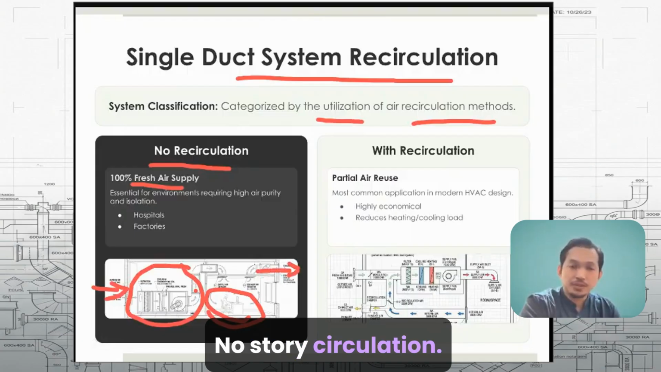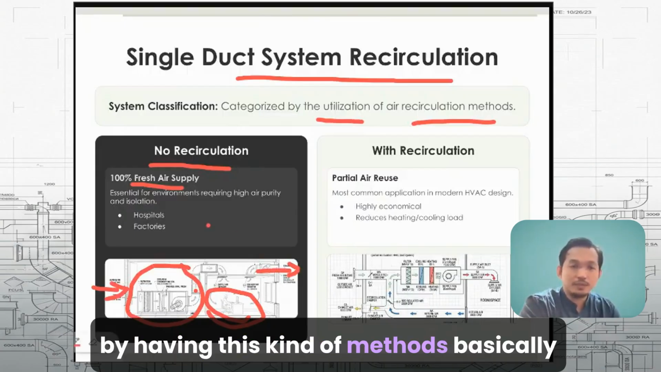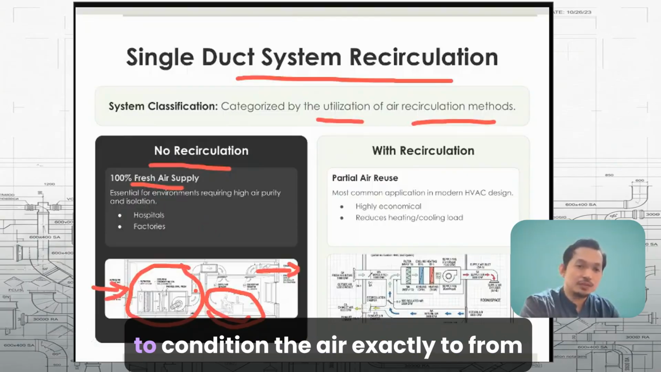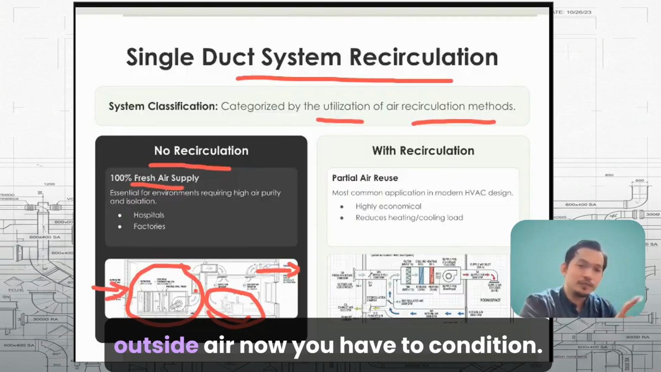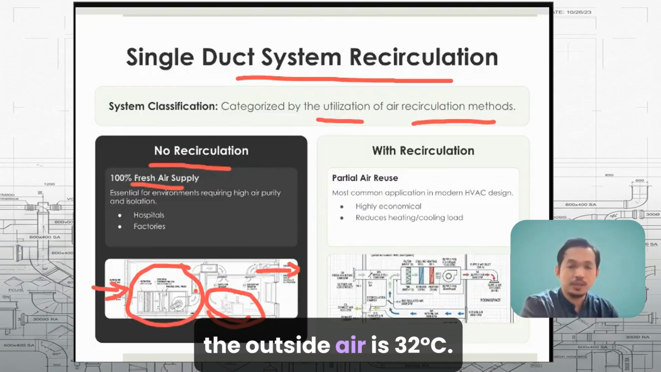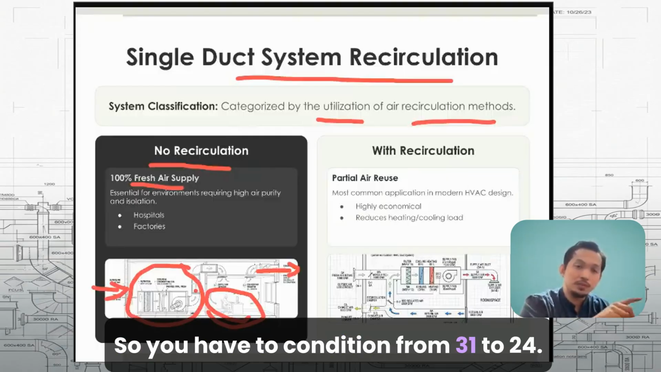No recirculation. This kind of method basically requires a lot of energy because you have to condition the air from outside air. For example, if the outside air is 32 degrees C and your target is 24, you have to condition from 31 to 24.